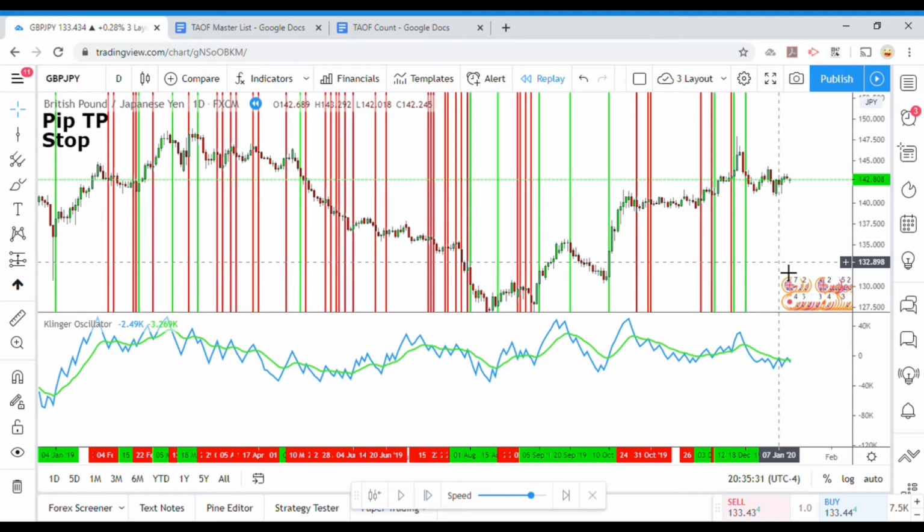That thing was all over the place. Man, talk about a pinball. Whew. Wow. So, needless to say, this is going on the big no list here. So, that's it for the Klinger Oscillator, everyone. Yeah, horrible, horrible indicator.